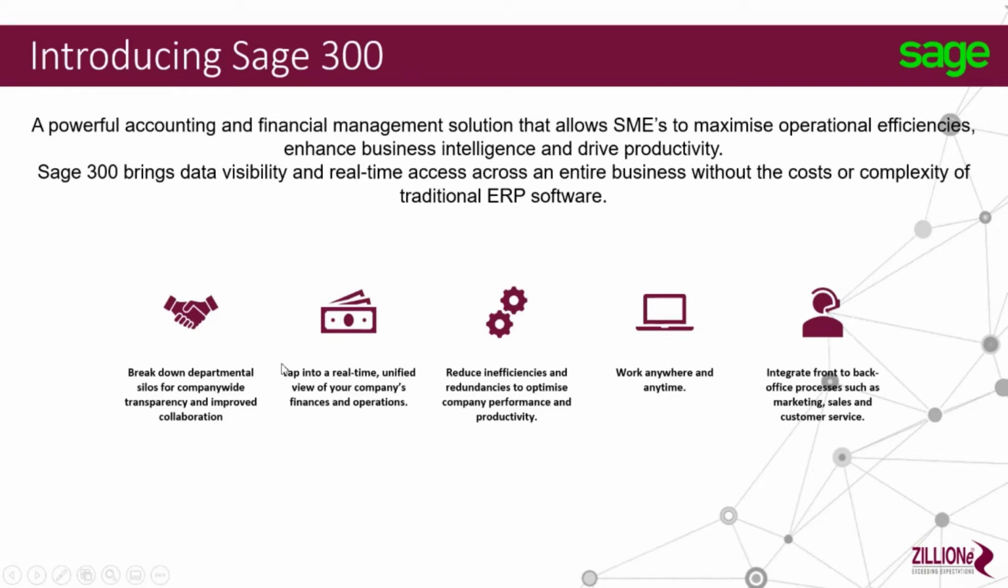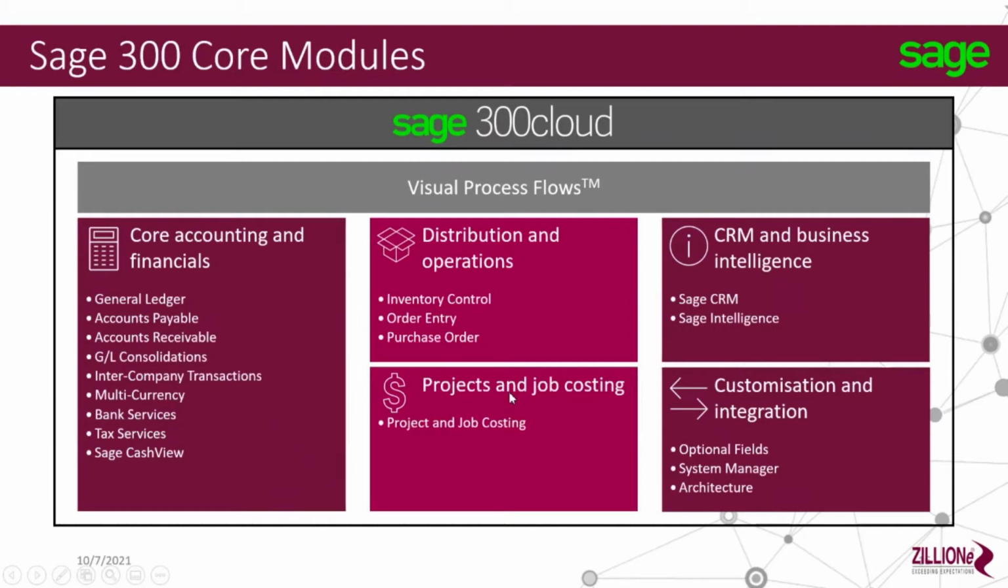Definitely work from anywhere, reduce inefficiencies, and integrate with any back office process that you have, if there is the API capability. So Sage 300, the newer or latest versions, have the capability of integrating through APIs with other third-party solutions as well. So the possibility of growing your organization and having a complete spectrum with Sage being the core is possible right now.